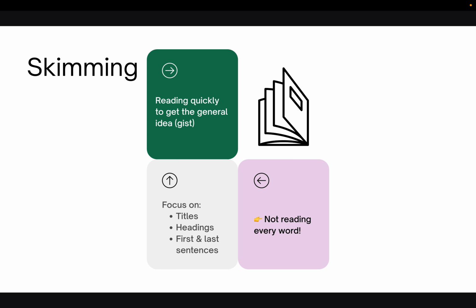So skimming is like you flip through everything, you read quickly to get the general idea, the gist of it, what the passage is trying to say. Usually we will focus on the titles, the headings, and the first and the last sentence, or it can be in the form of the introduction. So for skimming, you do not read every single thing. Reading every word will take a lot of time. So skimming is just you flip through the passage. You tengok, just skim through everything.